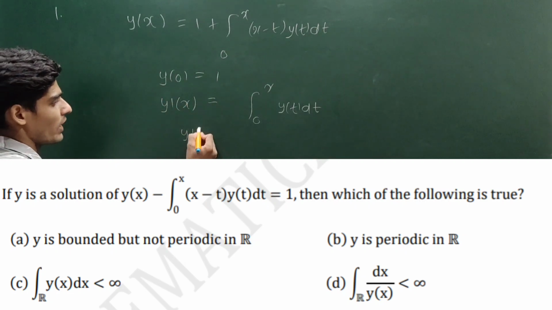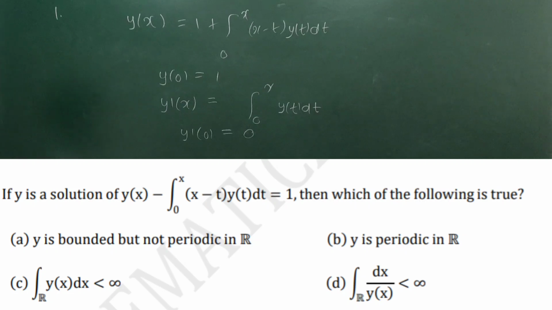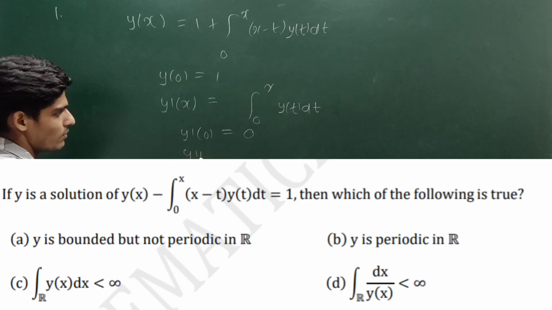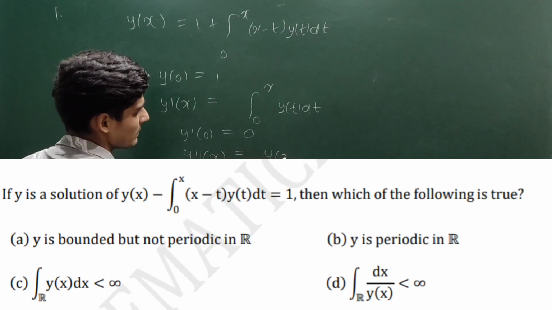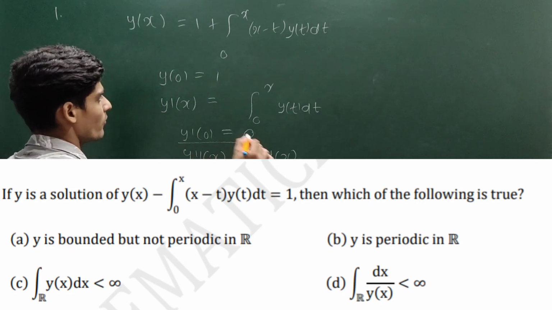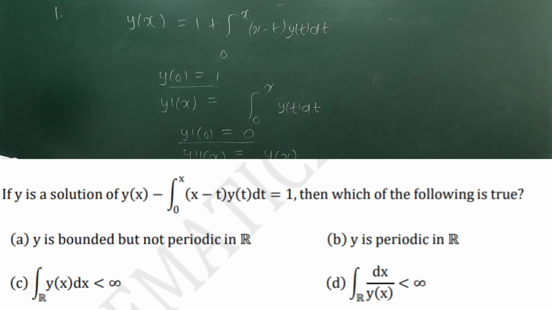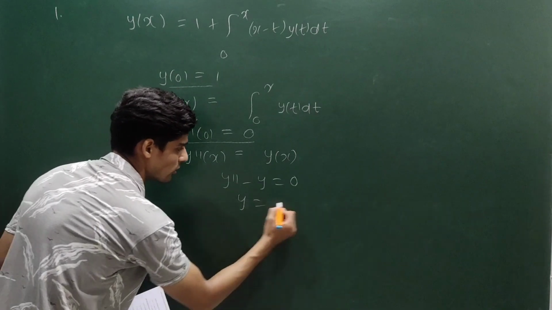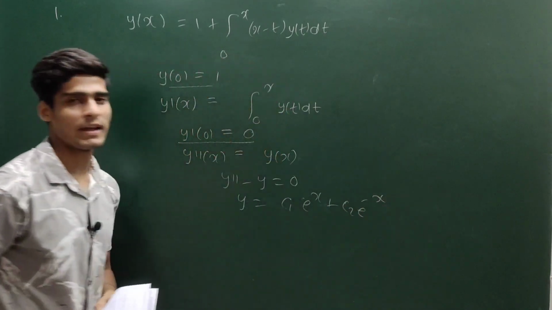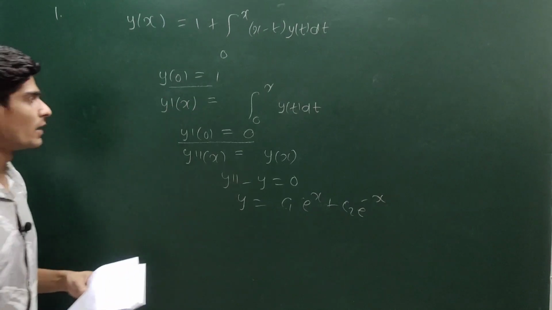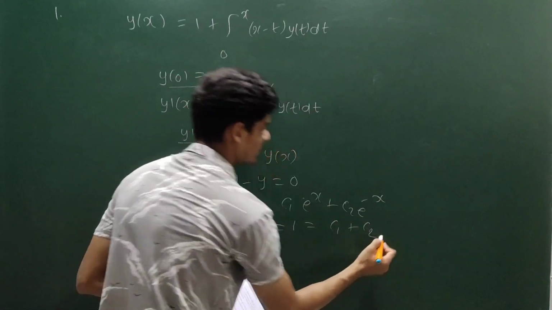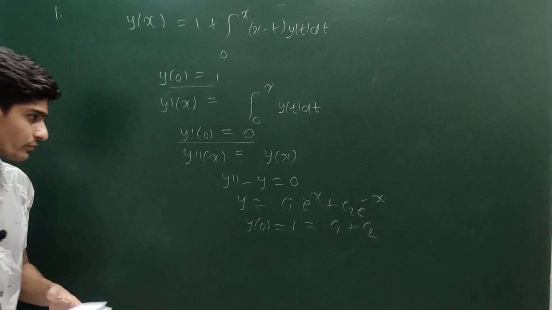Now you can observe y dash at 0 is 0, because this integral from 0 to 0 of y dt will be 0. So this is the second condition. Y double dash x, by using the Newton-Leibniz formula, will be y(x). So I will have y double dash minus y is equal to 0 with this and this condition. So this is an ordinary differential equation, and it is easy to solve. If you solve this, you are going to get c1 e power x plus c2 e power minus x. Apply the initial condition. Y at 0, the value is 1. So c1 plus c2 is 1.